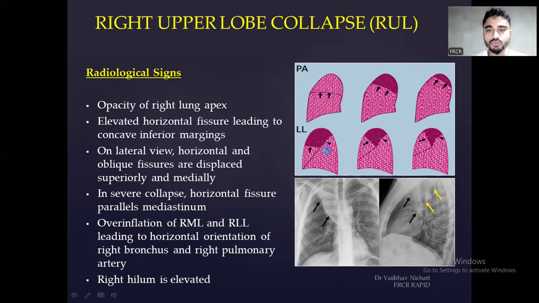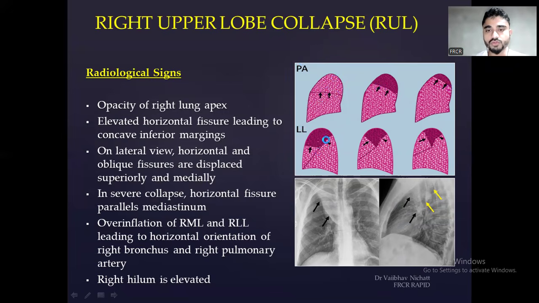So how will right upper lobe collapse appear on chest radiograph? These are the schematic representations, showing how the right upper lobe collapse will appear on the frontal PA radiograph, and on the lateral radiograph. This is the horizontal fissure. In right upper lobe collapse, based on the amount of collapse, the horizontal fissure will move upwards on the frontal radiograph.